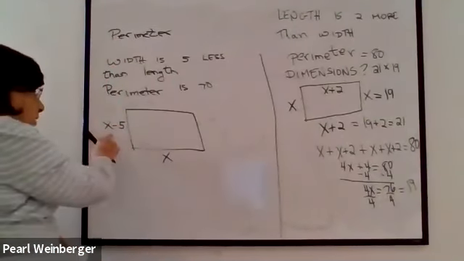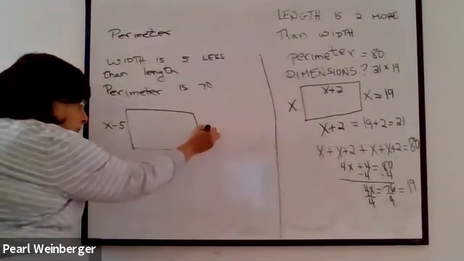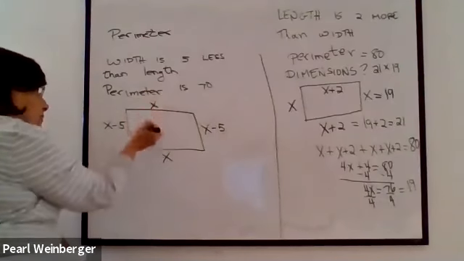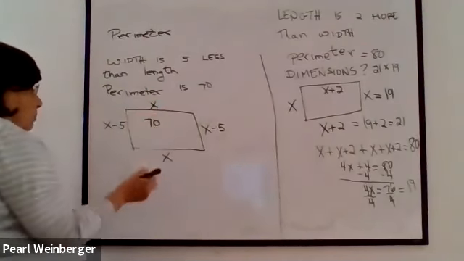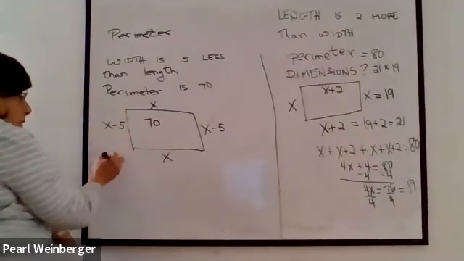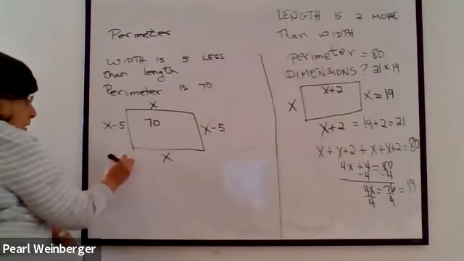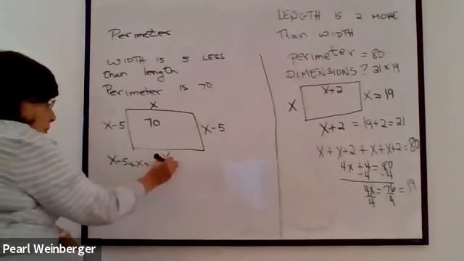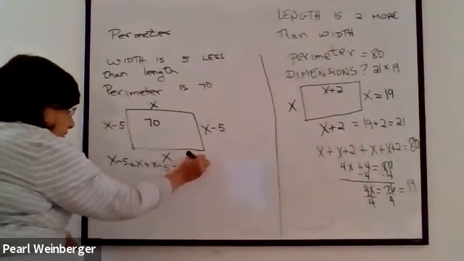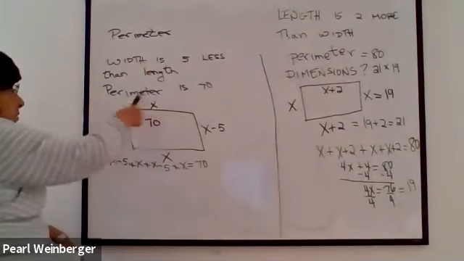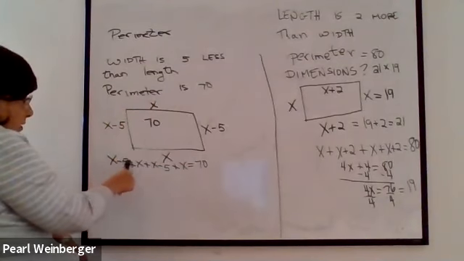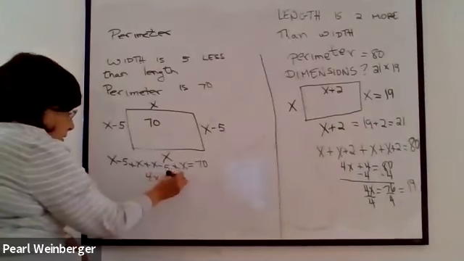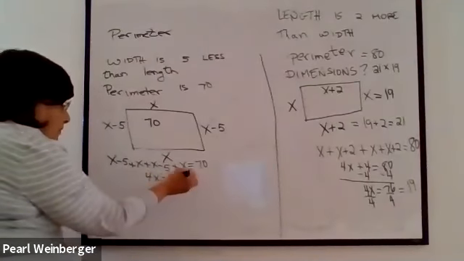Now, if this side is x minus 5, this one will also be x minus 5. And if this is x, this will also be x. Remember, we said the perimeter is 70, which means I have to add the x minus 5 plus the x minus 5 plus the x plus the x. I add all 4 sides up. Notice that gives me 4x minus 10, because negative 5 and negative 5 is negative 10.